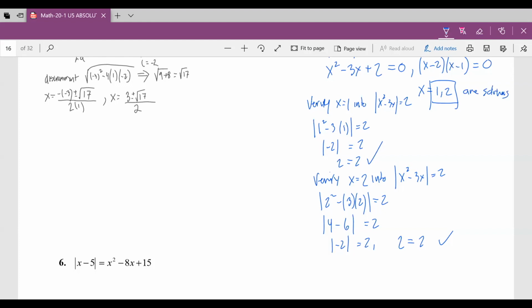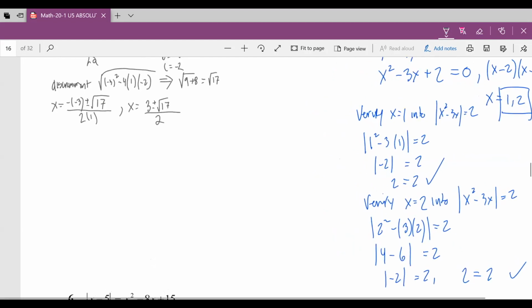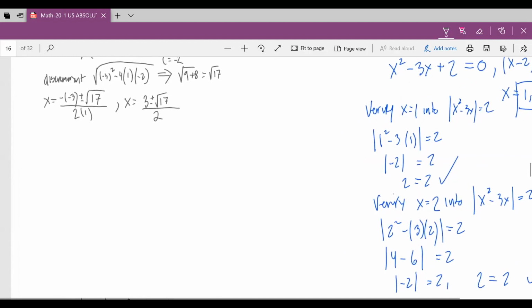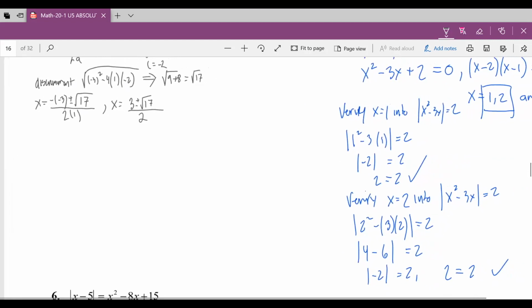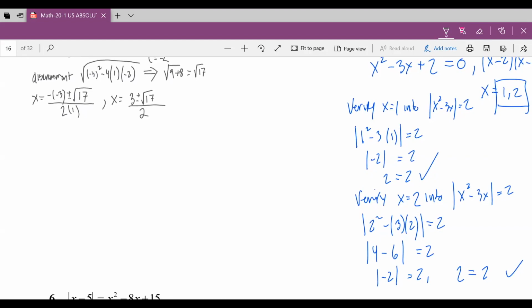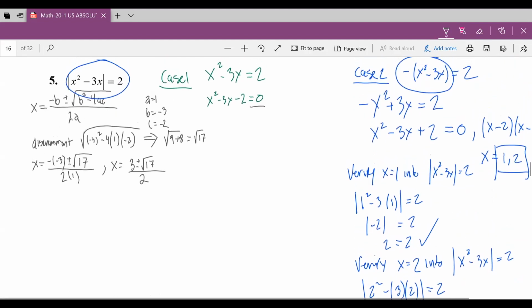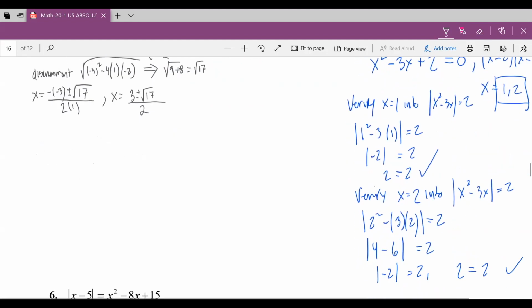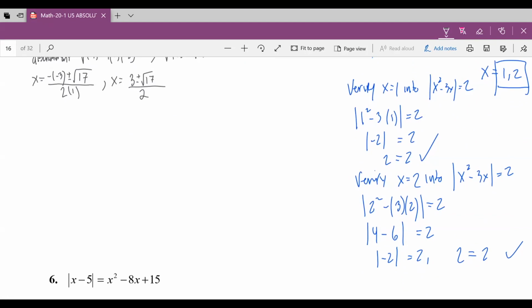All right, and so now let's change colors and try to figure out this other mess here. Do I want to do this? Oh my goodness. You know what? I'm going to do a little shortcut. I just don't want to substitute 3 plus root 17 over 2 into the absolute value of x squared minus 3x equals 2. I just don't want to do it. I am lazy. Go ahead and use your graphing calculator if you want to verify that.